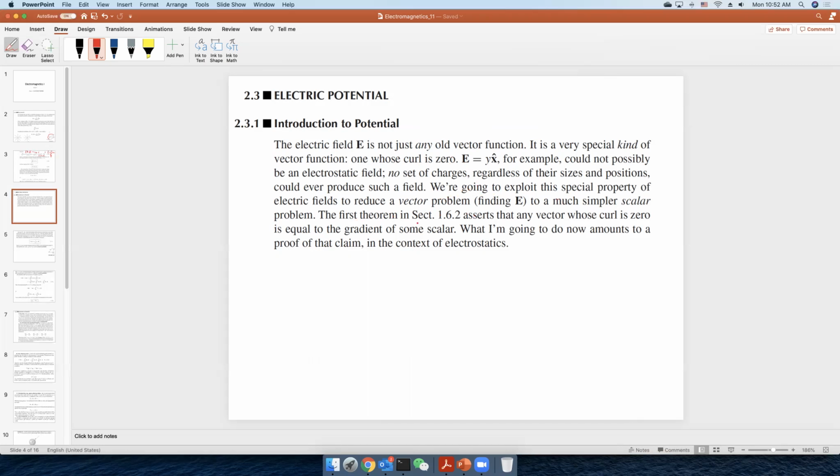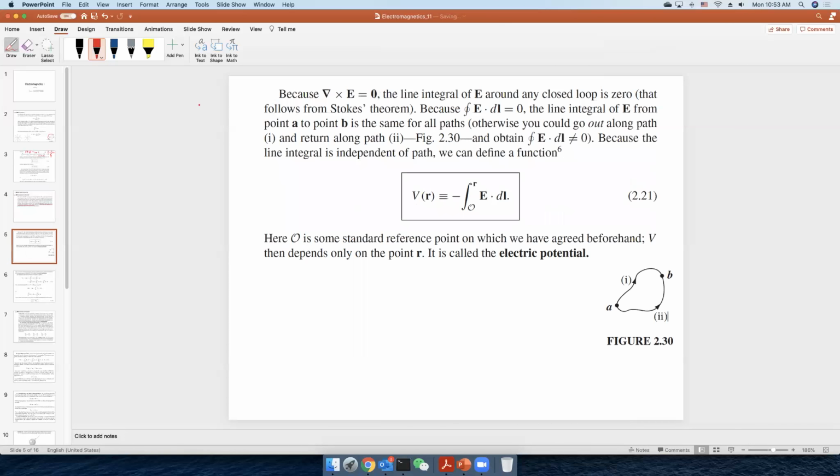The first theorem in the previous section 1.6.2 tells us that any vector whose curl is 0 is equal to the gradient of some scalar function. Then what we're going to do is try to find this scalar function for the electric field E. And we will demonstrate that this scalar is the electric potential.